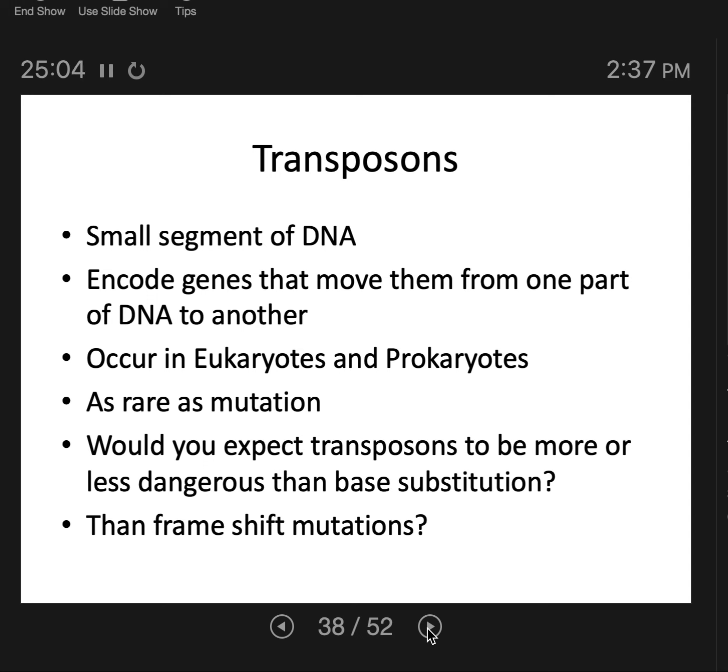Now, most of the time transposons are going to be bad, right? Would you expect transposons to be more or less dangerous than a base substitution mutation or a frame shift mutation? You've got this huge segment of DNA that just pops itself into the middle of the genome somewhere. Usually that's going to be massively disruptive, right? But life has been on this planet for billions of years. Just by chance, sometimes it's not going to be totally disruptive. It might just create something new.